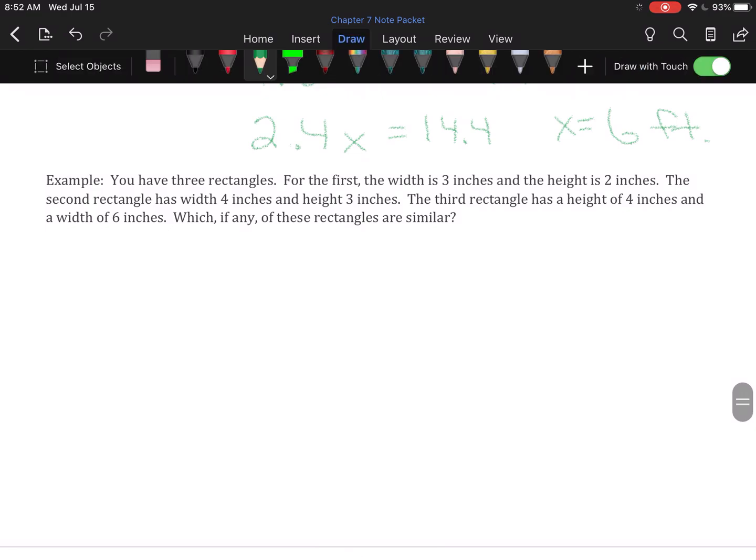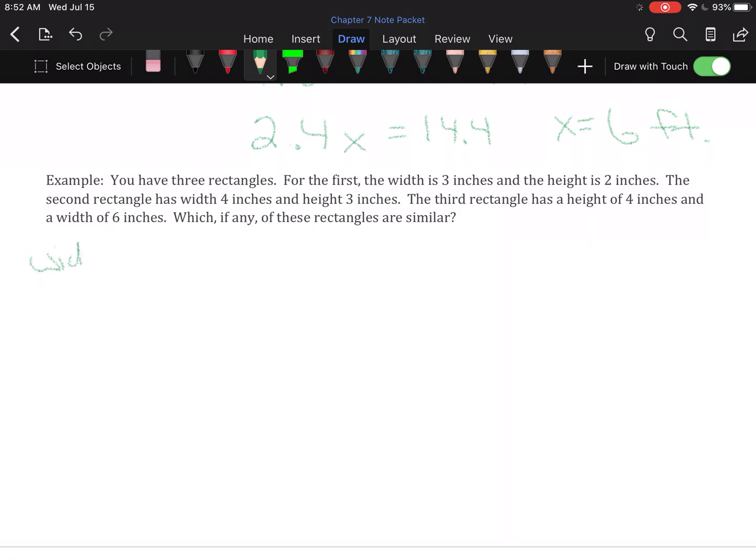And last example here, you have 3 rectangles. For the first, the width is 3 and the height is 2. The second has a width of 4 and a height of 3. And the third has a height of 4 and a width of 6. Which, if any, of these rectangles are similar?